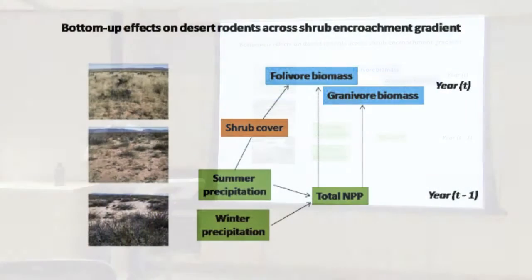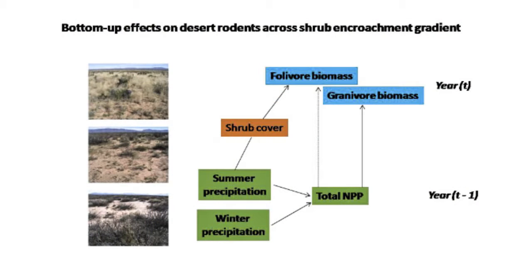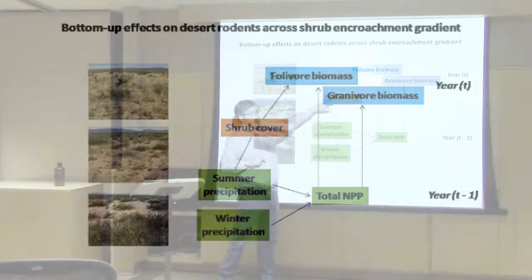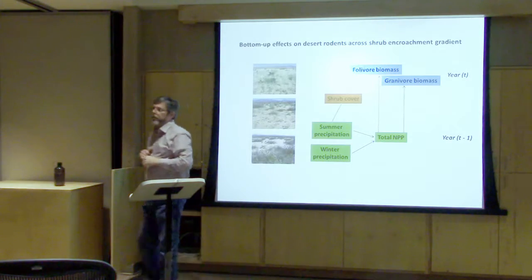So this is the working model of what we think is going on for the bottom-up processes. Total MPP is driven by summer and winter precipitation, with a one-year lag affecting the granivore biomass. Something different is going on with the folivores. Clearly NPP in general has got to be important, so I put that in with a dotted line. But the strongest pathway we see is actually summer precipitation mediated by shrub cover.